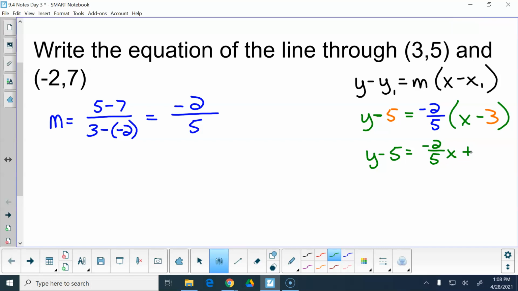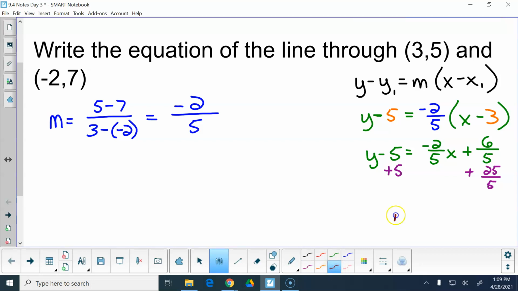Plus, what would that be? 6. That. Then, if I add 5 to the left, but on the right side, I'm going to add 25/5. Why am I adding 25/5? Common denominator, yep, and it's still equal to 5. Yep. It's 5 written with a denominator of 5.